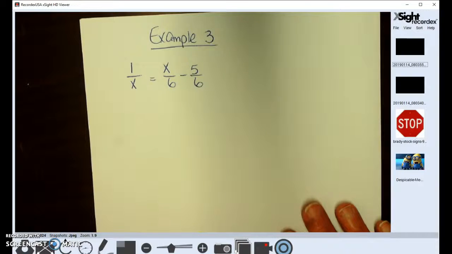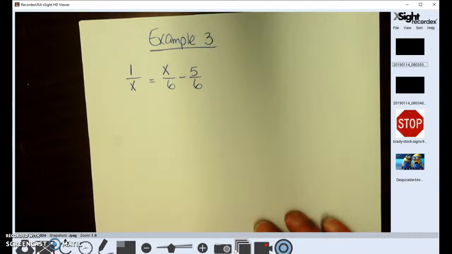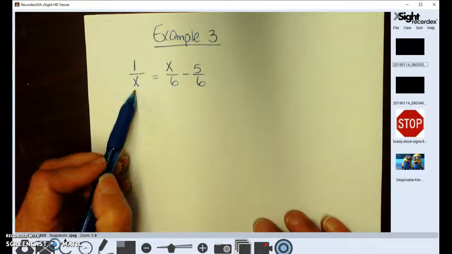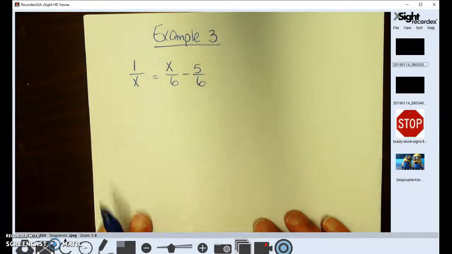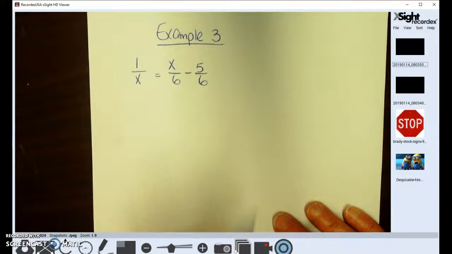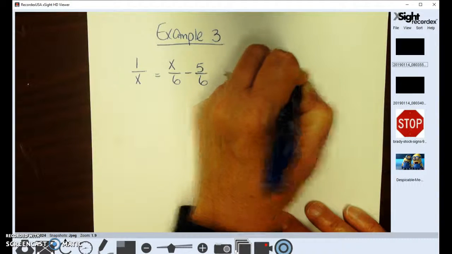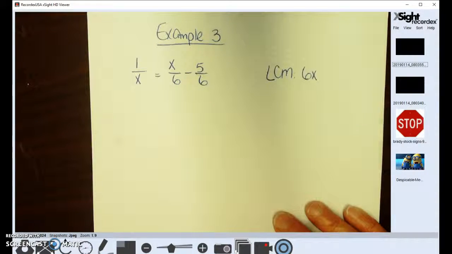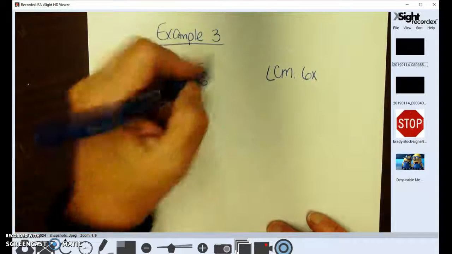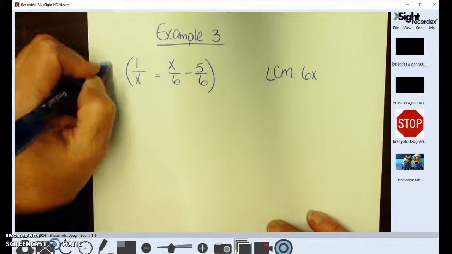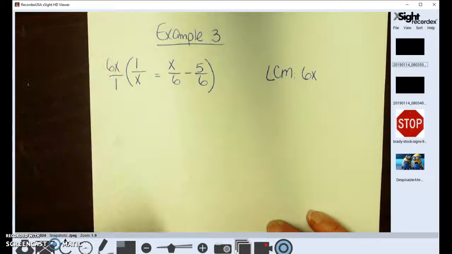Let's look at example 3. Alright, so I look at my denominators. I have x, 6, and 6. So it looks like I'm going to have to multiply those together to get my LCM. So my LCM is going to be 6x. So I multiply everything by 6x over 1.